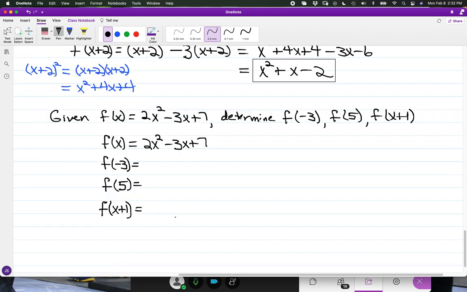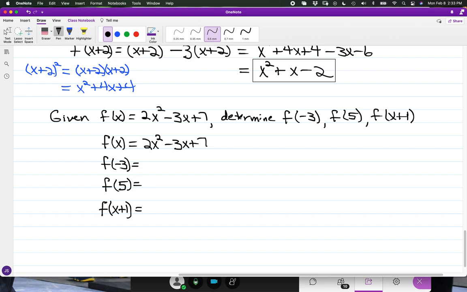Okay, if we look into what we have for this function, so we have f of x is equal to 2x squared minus 3x plus 7. And again, f of x is another way of saying what we're going to have for y. And with the first 2 items, we're looking at what the y value is going to be whenever x is equal to negative 3 and also whenever x is equal to 5.